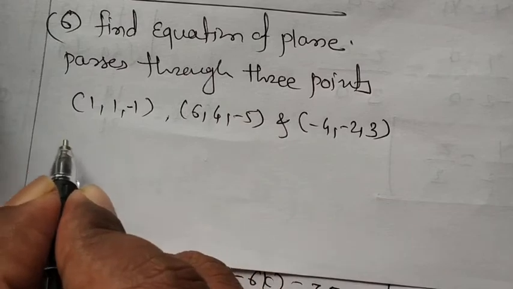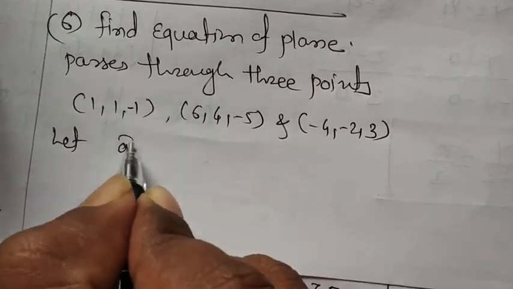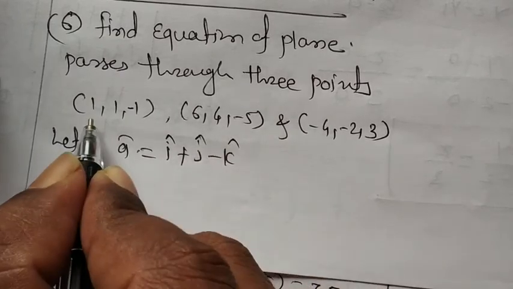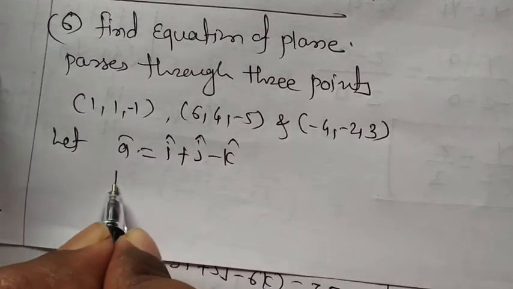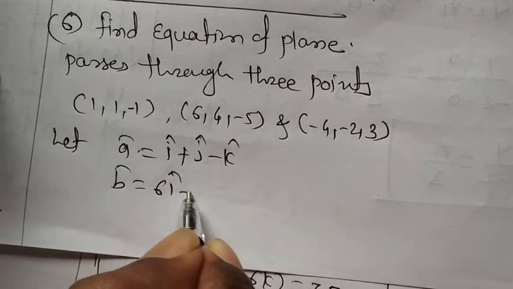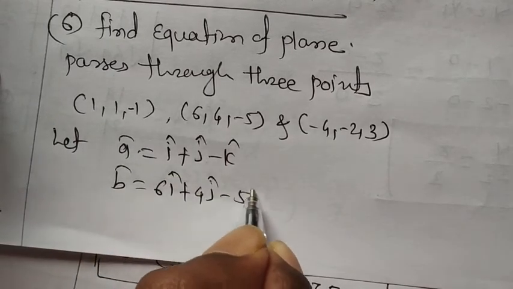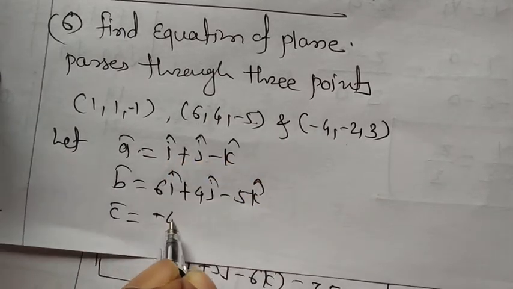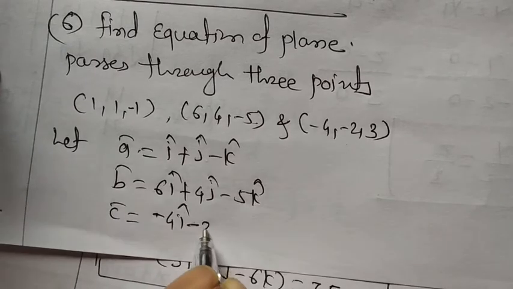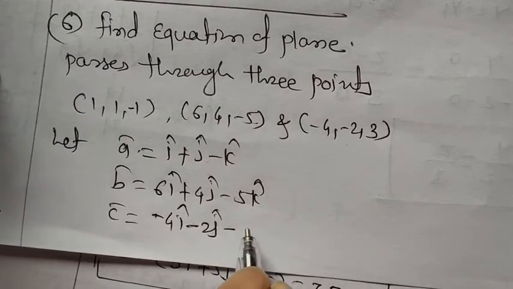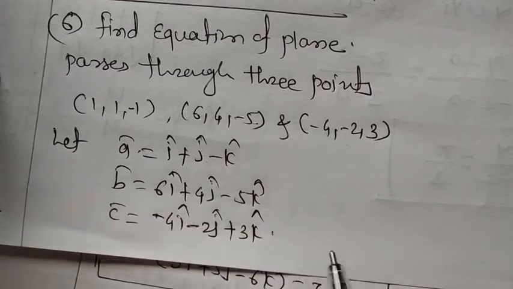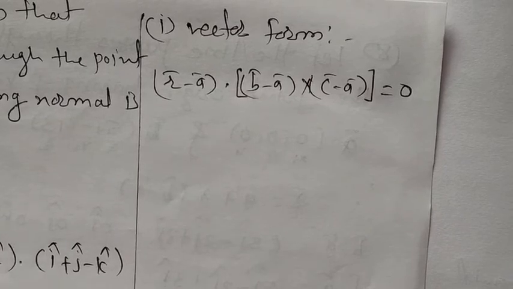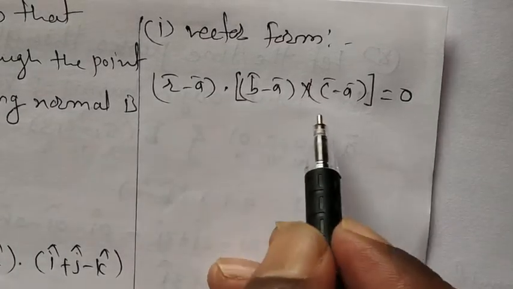Let these points be a bar equals i plus j minus k, that is the point (1, 1, -1). b bar is equal to 6i plus 4j minus 5k, and c bar is equal to minus 4i minus 2j plus 3k. Then the equation of the plane in vector form is (r bar minus a bar) dot (b bar minus a bar) cross (c bar minus a bar).